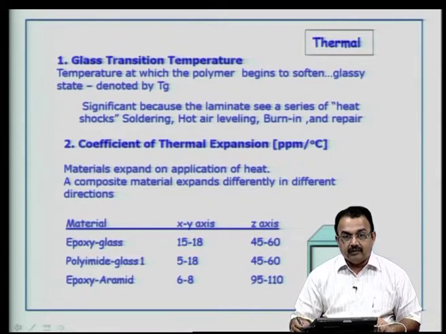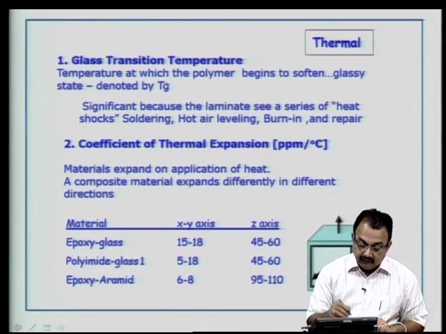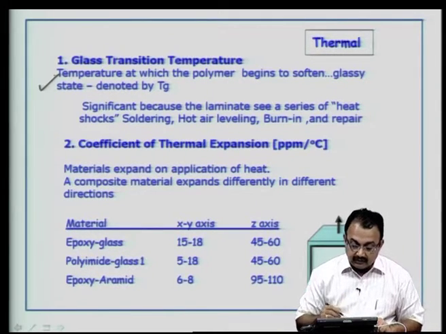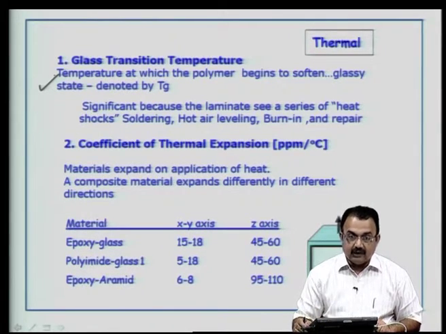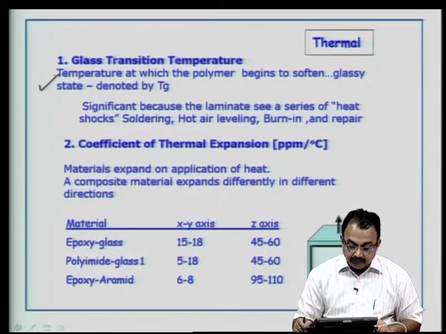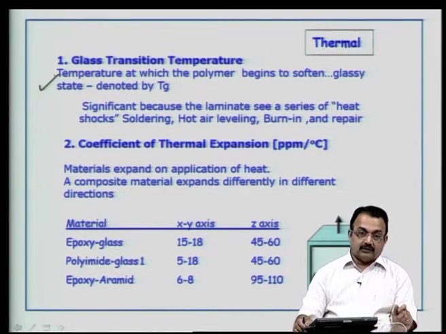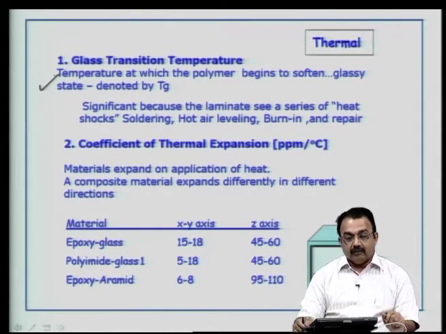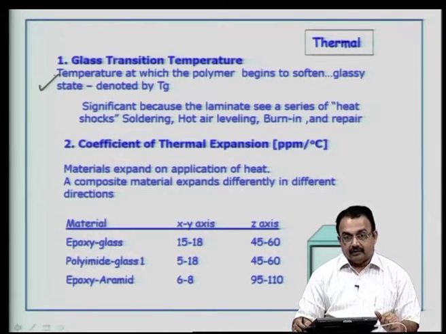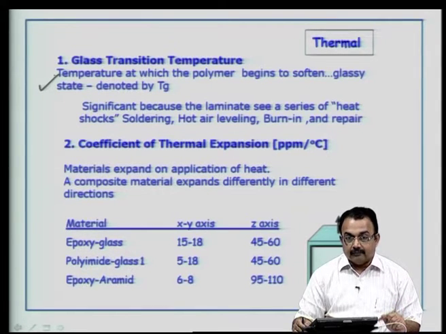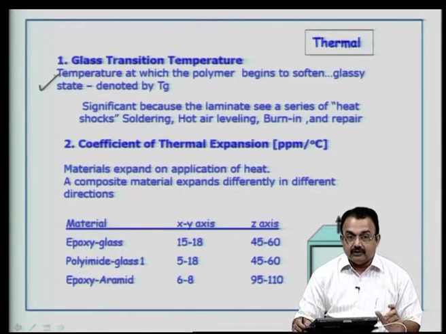The thermal properties that we are interested in are the glass transition temperature, denoted by Tg. We have discussed this briefly in the last class. It is the temperature at which the polymer begins to soften from a glassy state, denoted by Tg. It is significant because the laminate will see a series of heat shocks during the process of the PCB, like soldering, hot air leveling of solder, burn-in test for reliability, and repair. Repair can be manual soldering. So, manual soldering can in fact give more thermal shock compared to machine soldering.